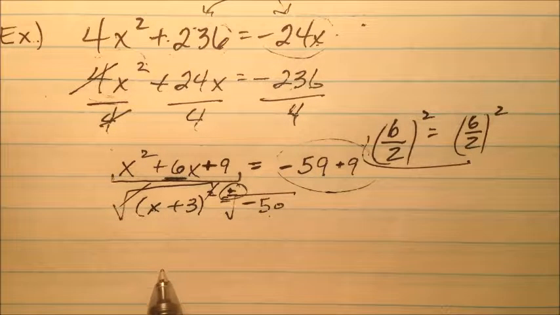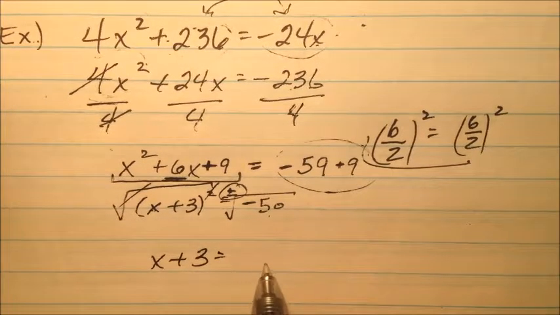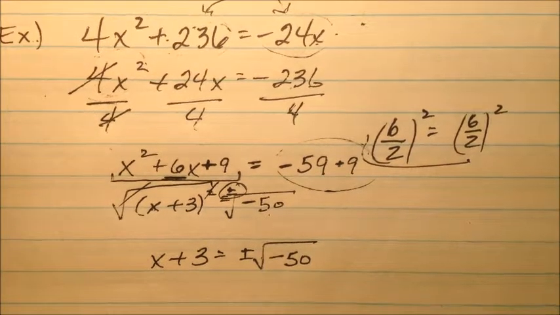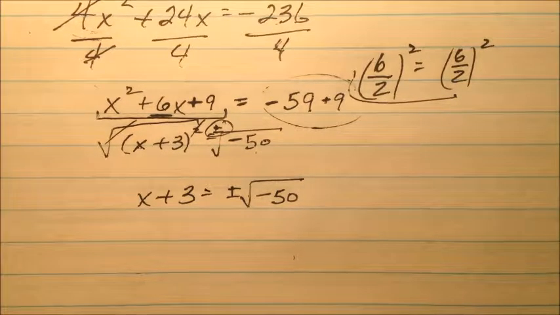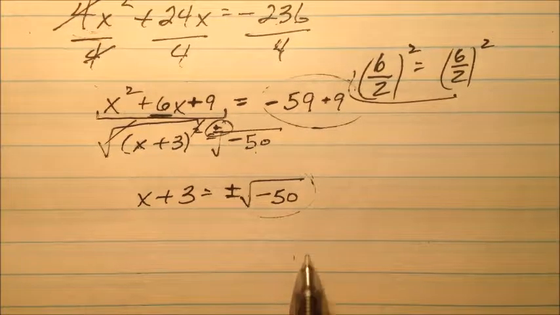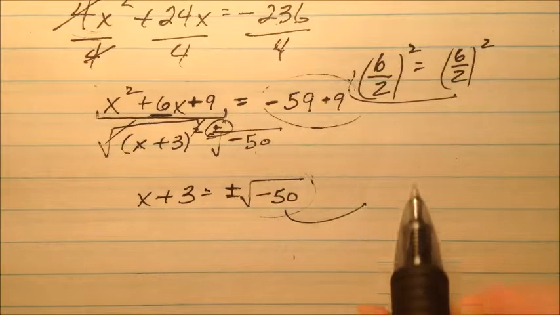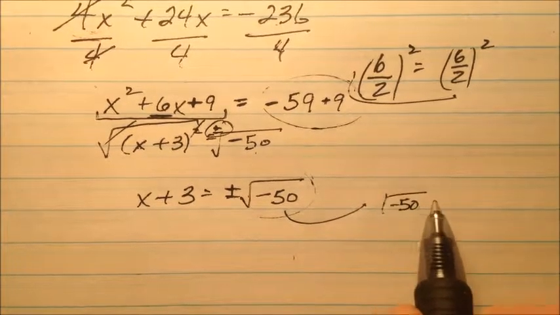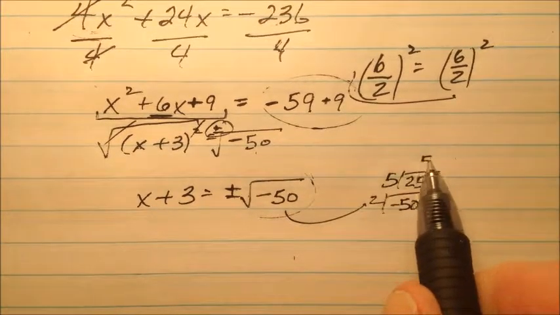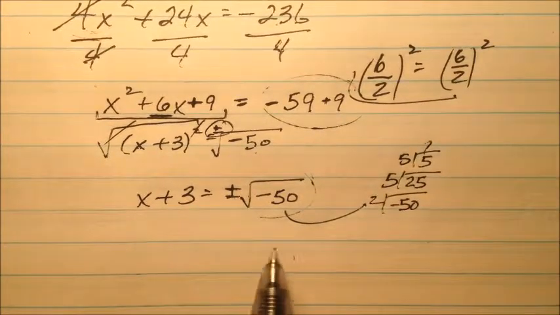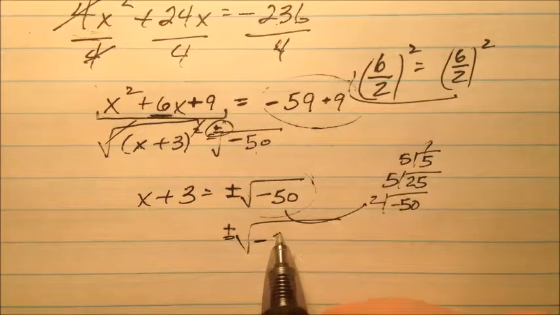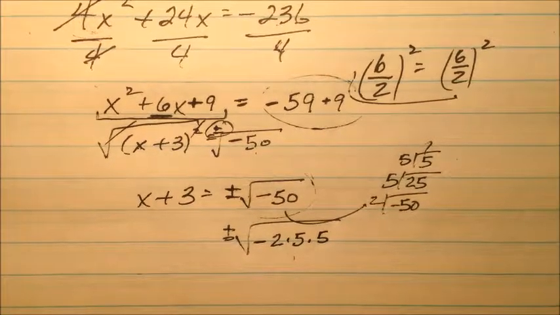So the square and the square root cancel, so x plus 3 equals plus or minus the square root of negative 50. Oh man, we got lots of stuff going on over here with a plus or minus square root of negative 50. So first of all, we can use our notion of dividing out prime numbers. So divide out 2, because we want to simplify this. So 5 gets 5 and 5 gets 1. So inside this radical, we have plus or minus a negative 2 times 5 times 5.